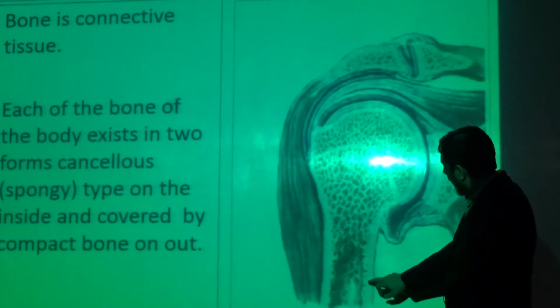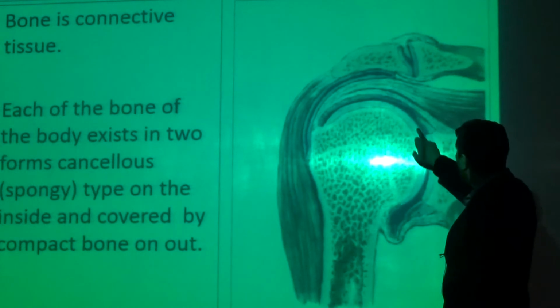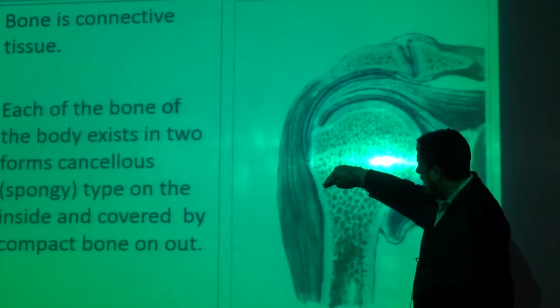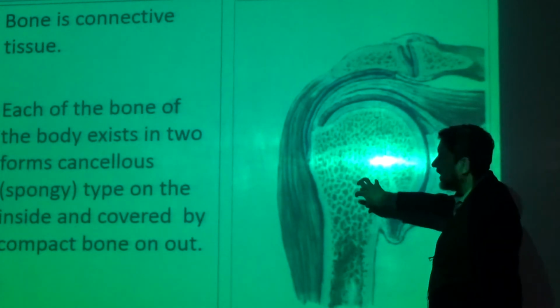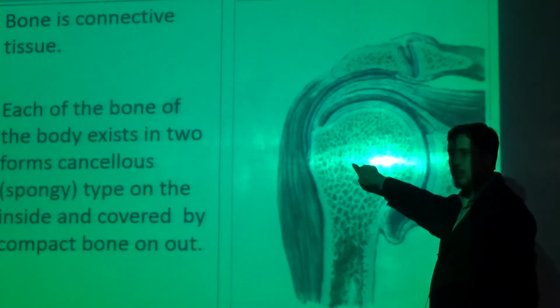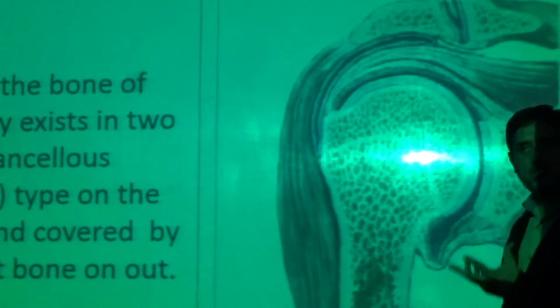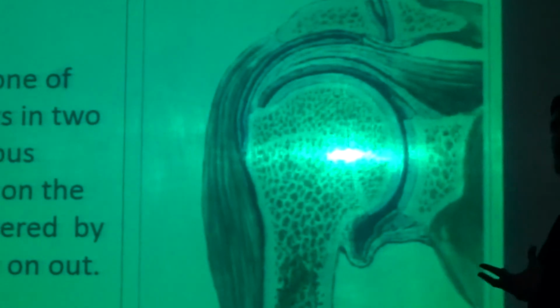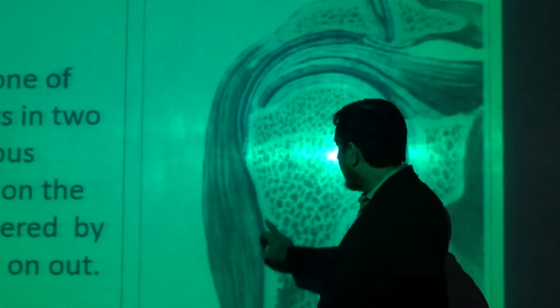Look at this. On the outside you can see there is compact, meaning solid. But here inside you can see the gaps, pores. This is known as a sponge. What is that called? Spongy. And what is this one?